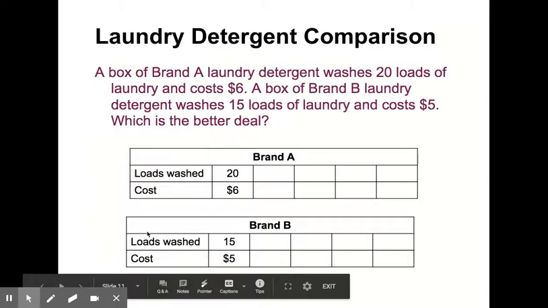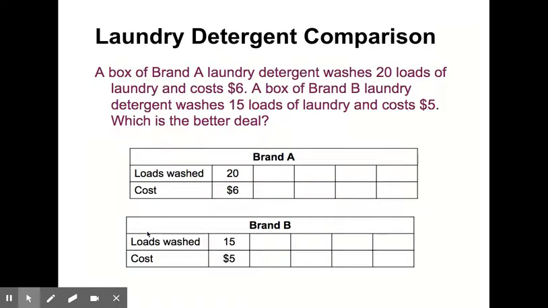So let's look at this laundry detergent comparison. We have a box of brand A laundry detergent, and it washes 20 loads of laundry and costs $6. And then we have a box of brand B laundry detergent, and it washes 15 loads of laundry and costs $5. It says which is the better deal. Well, we can't make the comparison because the loads washed aren't the same and the costs aren't the same. So we can't say which is the better brand. So how can we deal with this?